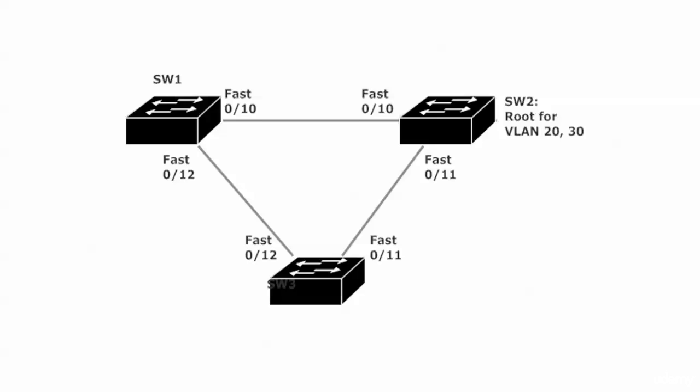All right, let's hit this. We've got switch three added to our lab, and you see the physical connections here, and I have checked those. Everything's ready to go. Switch two is still the root for VLAN 20 and 30, although we might be changing that a little bit in this particular video.